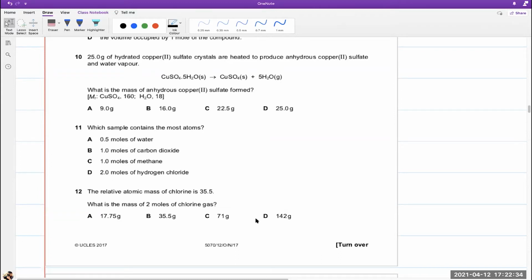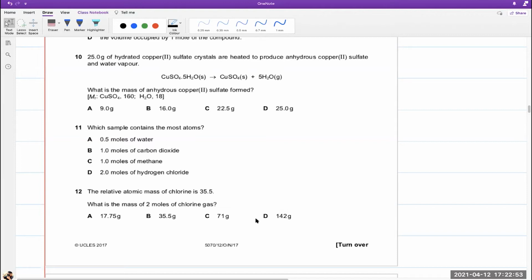So you can see that the water has separated, and obviously it is because it is being strongly heated. That is how we separate water. And you can see that water is going away as gas, which indicates that it was heated. All right, what is the mass of anhydrous copper 2 sulfate formed?